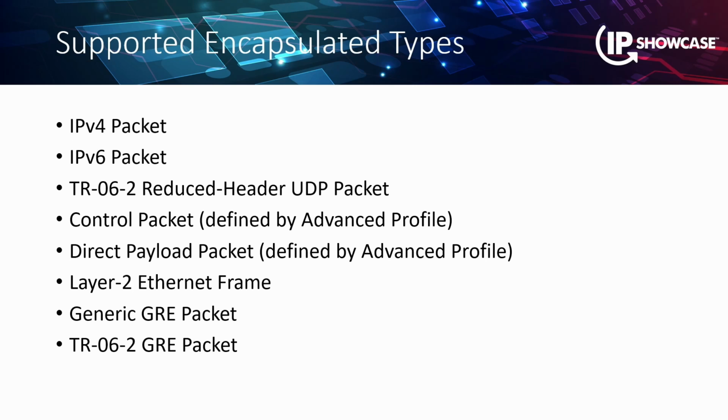You can do a layer 2 Ethernet frame. You can just put a layer 2 frame, and then GRE packets. Why GRE packets? Because that's what we use in main profile, so we have a special data type for that.